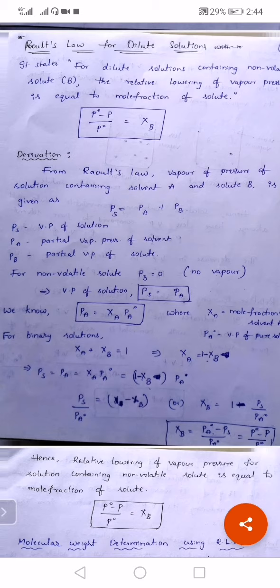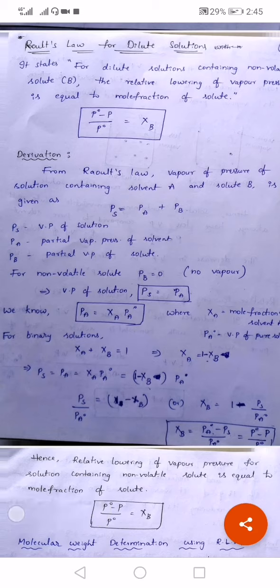Original Raoult's law is applicable for any type of solution, but the Raoult's law based upon conditions such as dilute solution and having a non-volatile solute is a modified form of the original Raoult's law. Hence it is called Raoult's law for dilute solutions. Now let's see what this Raoult's law for dilute solutions means.